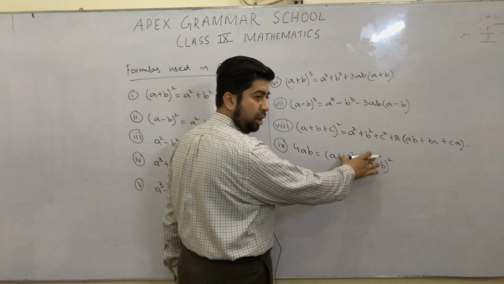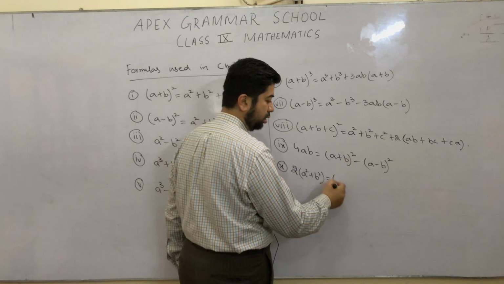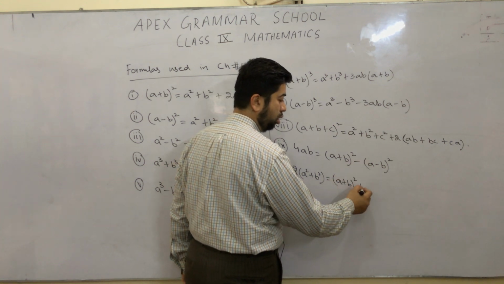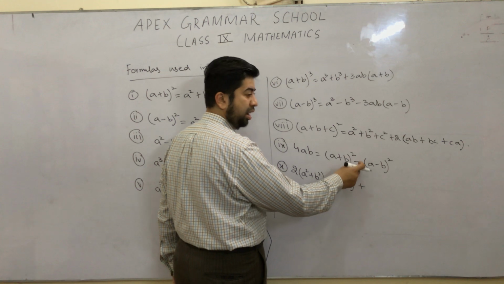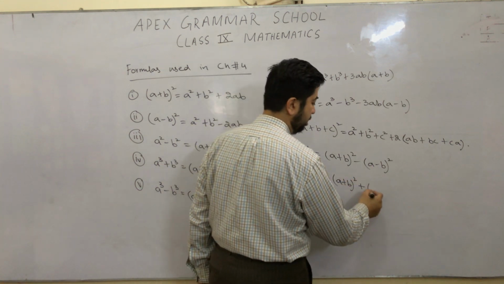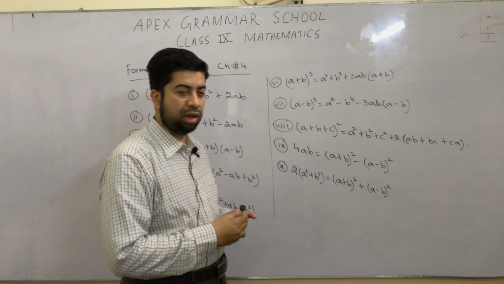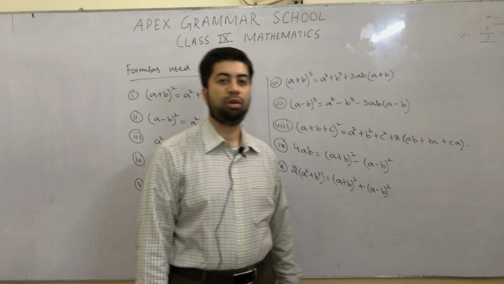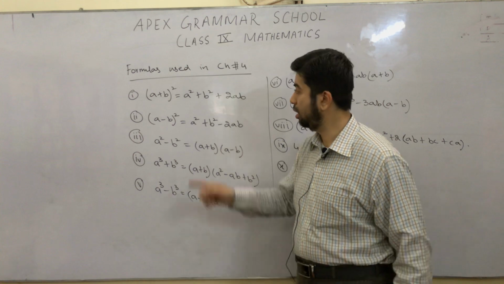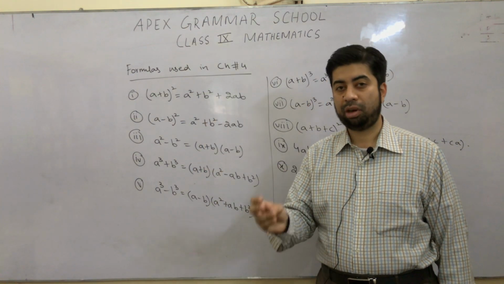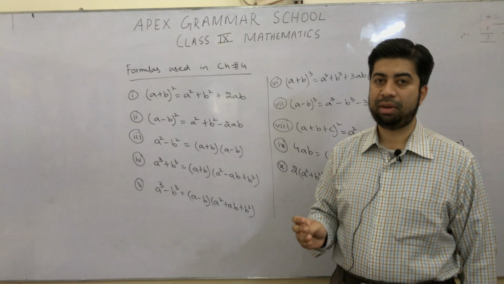This is quite similar to the previous one, the only difference is the sign in (a plus b) whole square. This is minus and this is plus, and the rest is similar: (a plus b) whole square plus (a minus b) whole square. You all students have to learn all these 10 formulas if you want to go through chapter number 4, chapter number 5, chapter number 6.